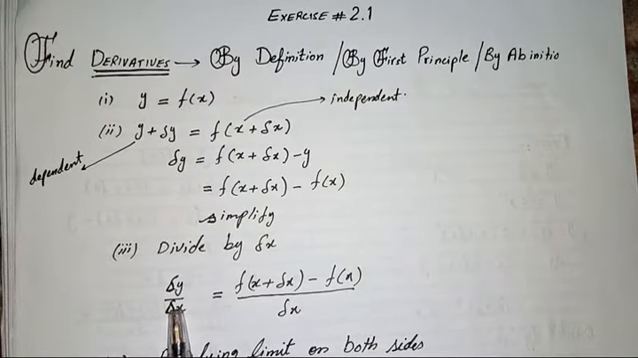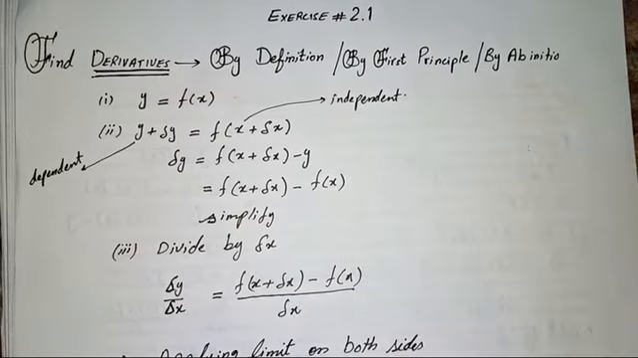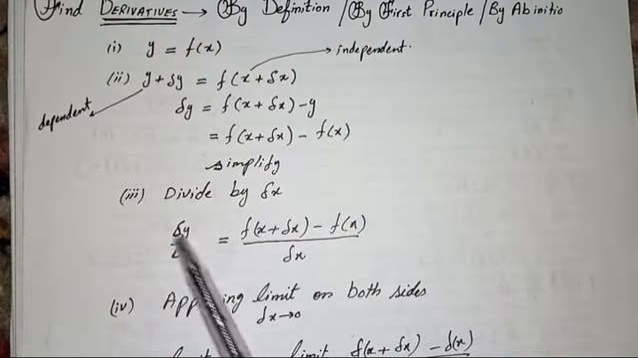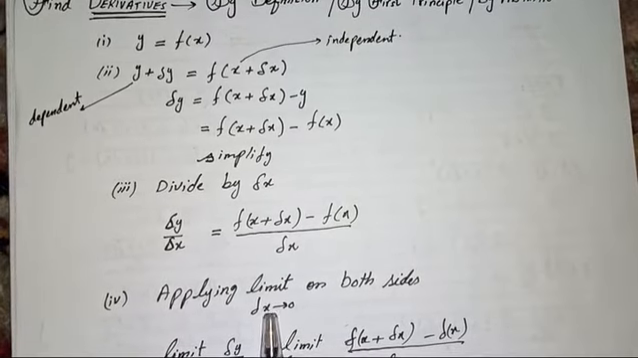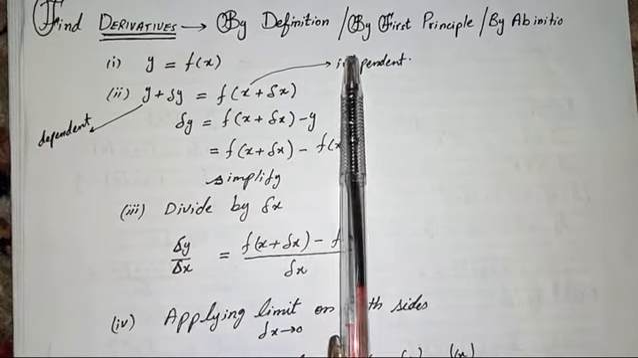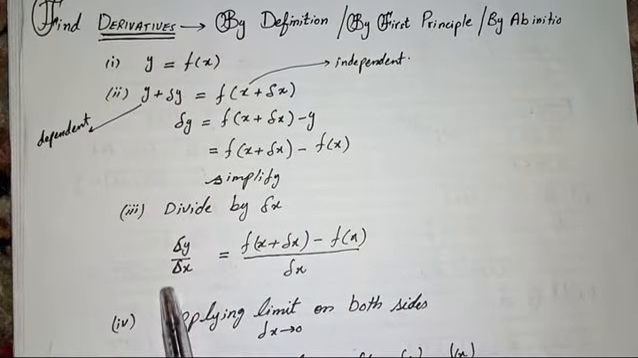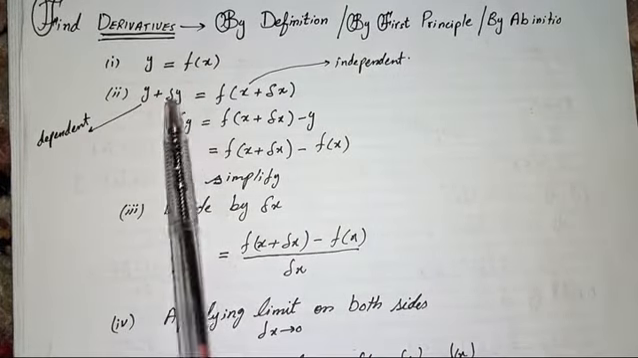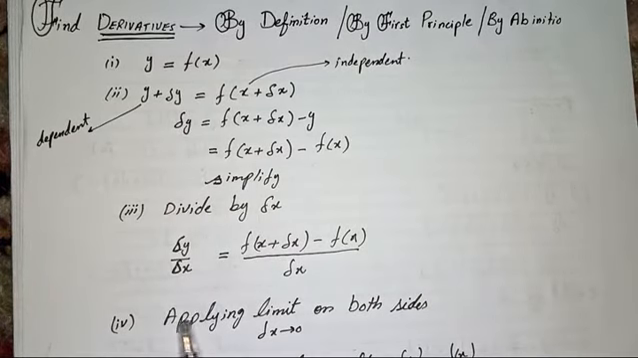Okay, when we are handling those questions by definition, by first principle or by ab initio method, and what's the fourth step? We have to apply limit on both sides, delta x tends to 0. When you are calculating derivative by using definition method, first principle or ab initio method, you must follow these 4 steps. Okay, revise these steps. First one, y is equal to f of x. Second one, add delta on both sides. Third one, divide by delta x. And fourth one, apply limit on both sides, delta x tends to 0. Understand?